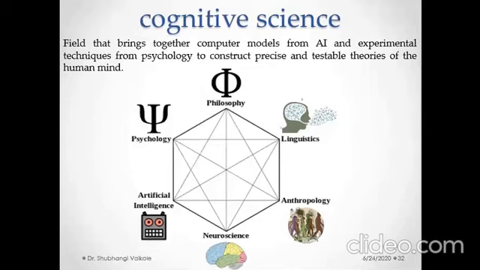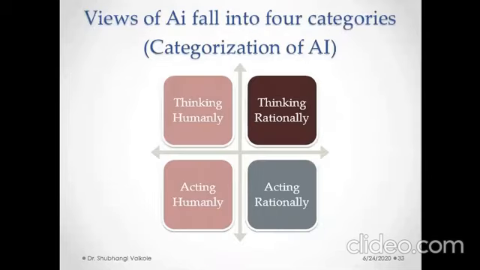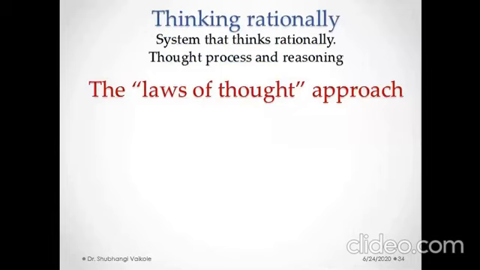So the field that brings together computer models from AI and experimental techniques from psychology to construct precise and testable theories of the human mind comes under cognitive science. Then we'll see the next categorization of AI, that is, the system that thinks rationally.